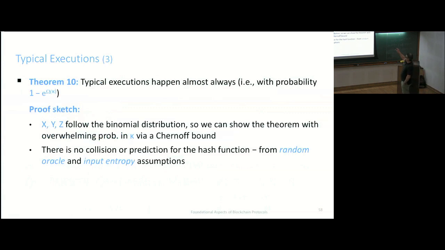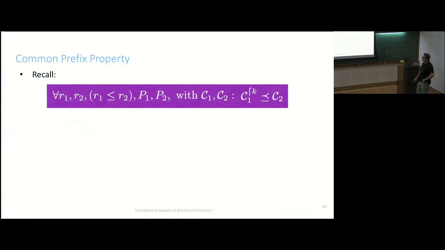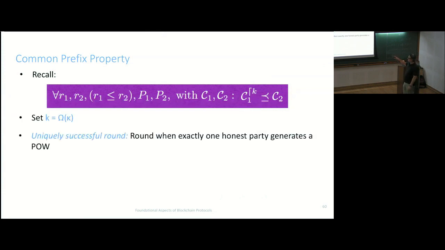All right, and it turns out that we get this theorem, which corresponds to the version of the paper that says that these typical executions always happen, that means with this probability. We argue using the binomial distribution, Chernoff bounds, and so forth, and that's how we show it. So we show typical executions always happen, then we go on to prove these other properties. Given that typical executions happen, how do we prove this?